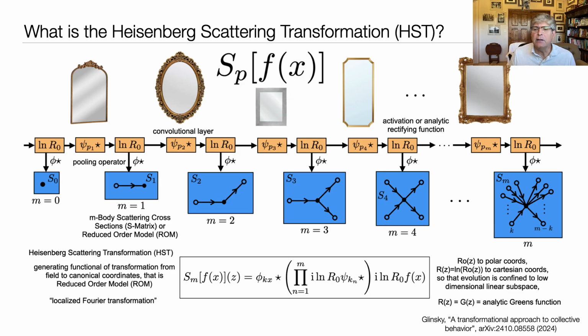The HST has the structure of a deep convolutional network. It is a series of convolutional layers interleaved with an activation function. The results are then pooled to form a reduced order model. Each convolutional layer scatters the signal. The HST can be viewed as the multiple scattering of a signal to all orders. This is the transformation, the transformer that a generative pre-trained transformer, GPT, is pre-training.